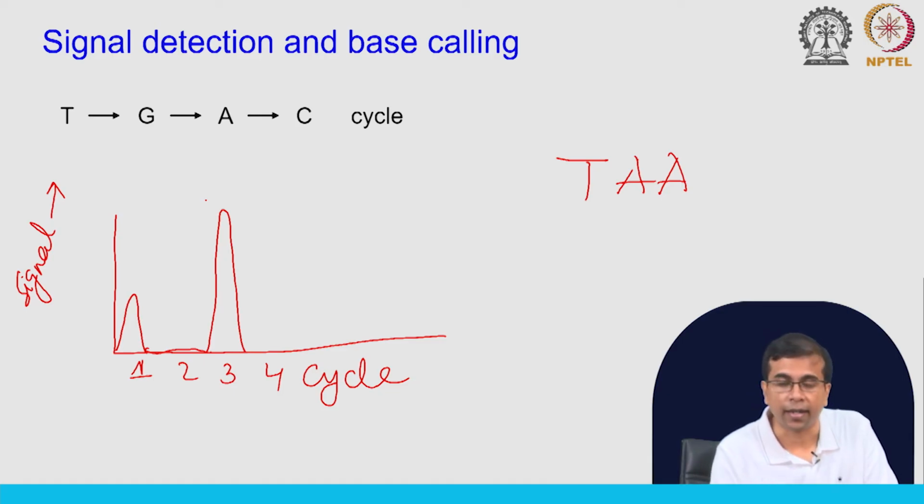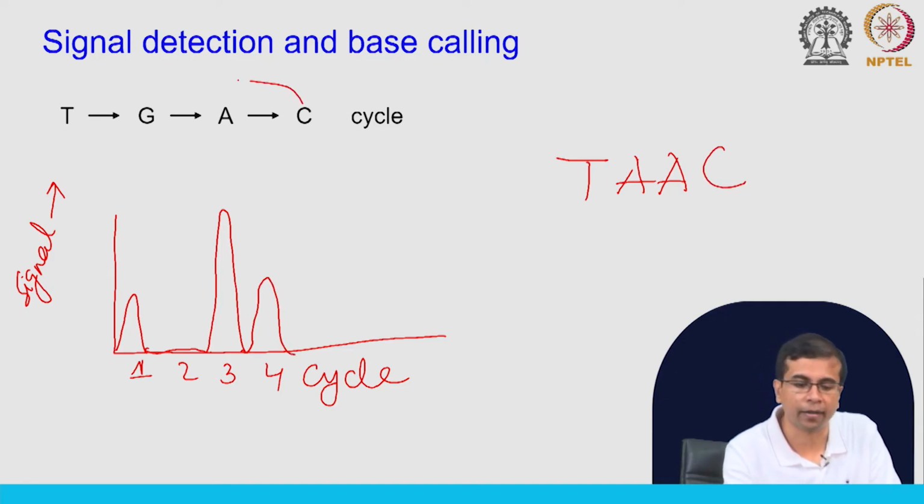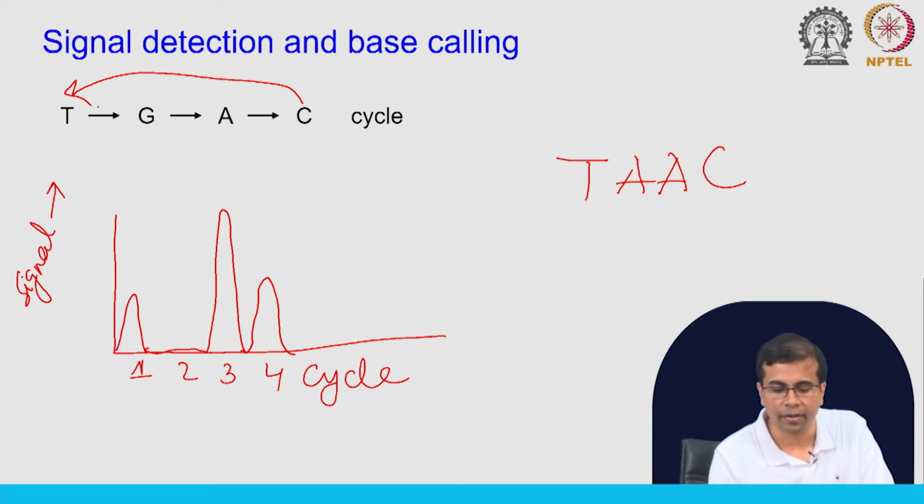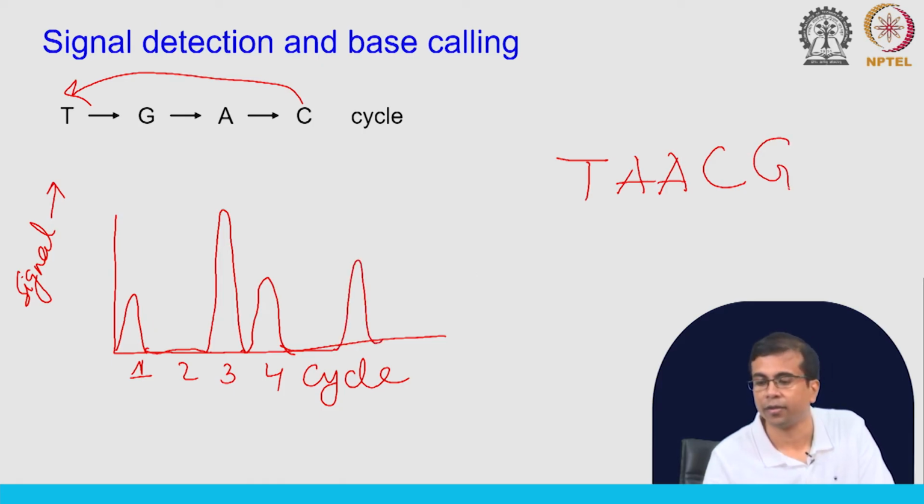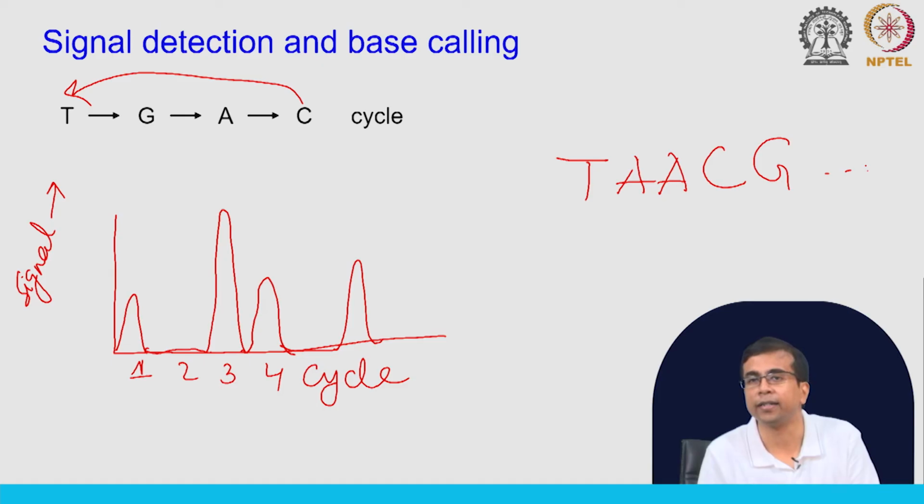Okay. So, let us continue the cycle. Next one, let us say we see a signal here, and we say there is C. Then we go back to T again and we see whether there is signal. No, so no T. For G, yes, let us say there is signal. So, G and so on. We continue this process. You can run this for 100 cycles, 150 cycles, or as many cycles as you want, or before you start losing the accuracy. So, this is the principle of how this sequencing method works.